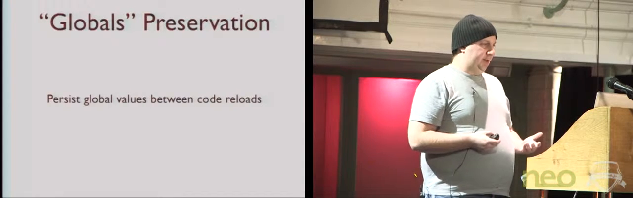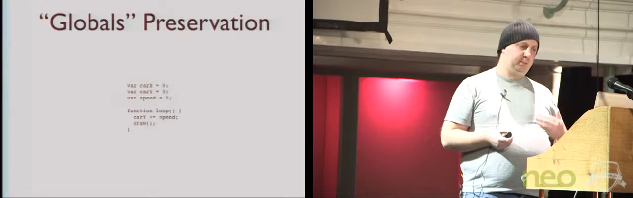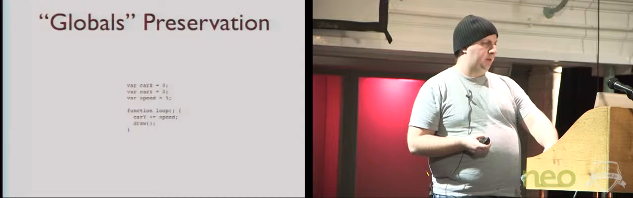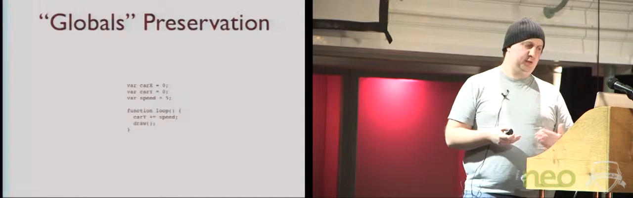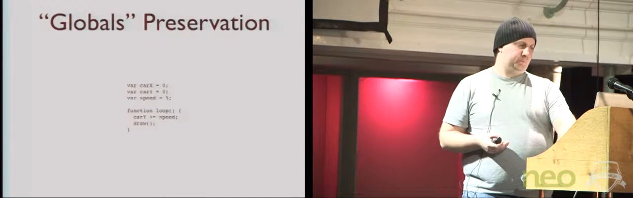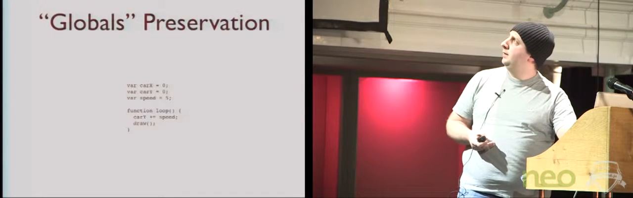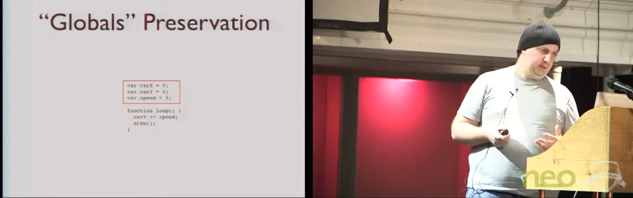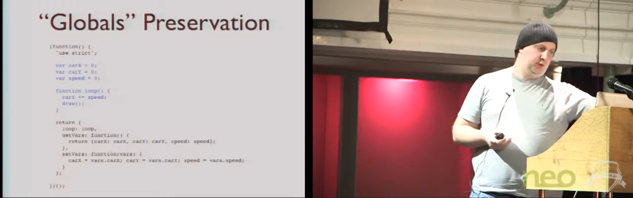So here we go. Here's another example. We've got a car with an X and Y position and a speed. And within the loop, we're just moving the car up the screen or down the screen. If we were to change that code, maybe to draw some extra scenery, we would want the car to remain in the same position and at the same speed. So those are effectively global variables there: car X, car Y, speed. And the solution to this is that we need to be a bit cleverer than we were before, because we need to somehow identify which variables are global.